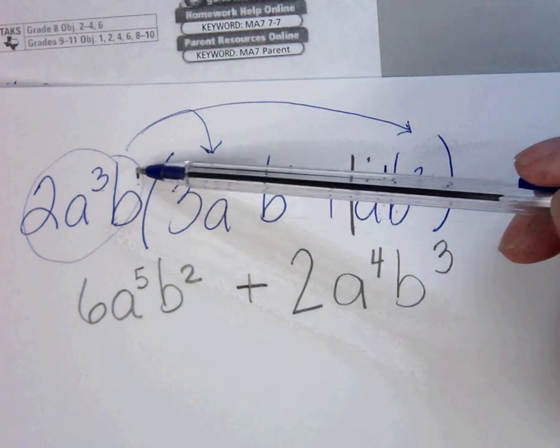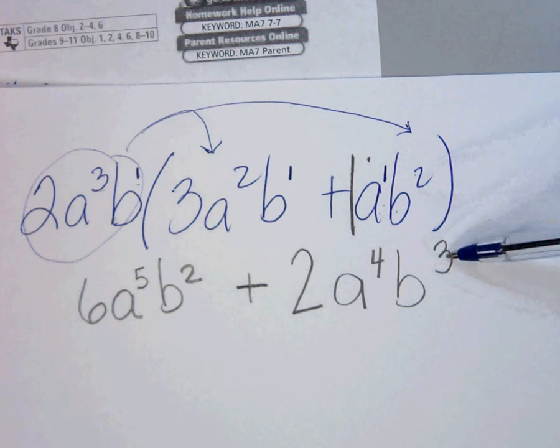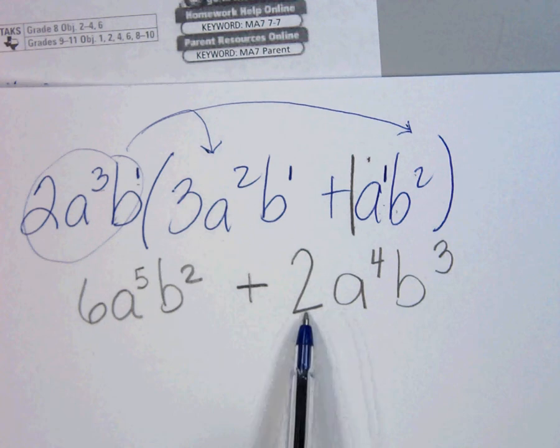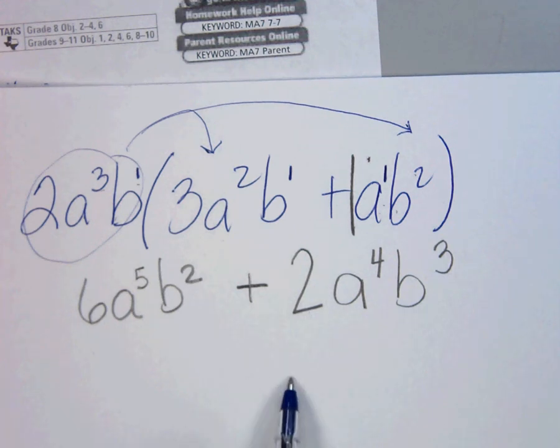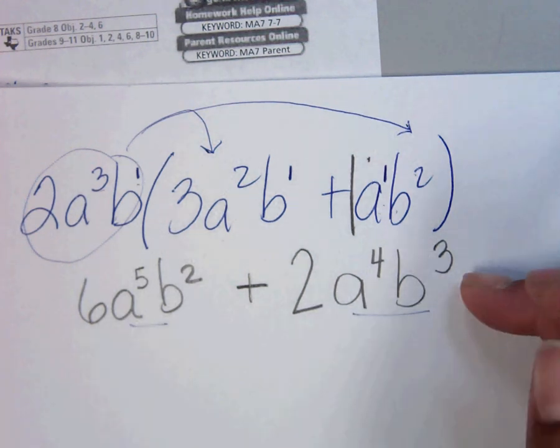B to the first times b squared. Add the exponents and you get 3. Can you combine this and put 8, a something something, b something? No, because these don't match exactly, so you're done.